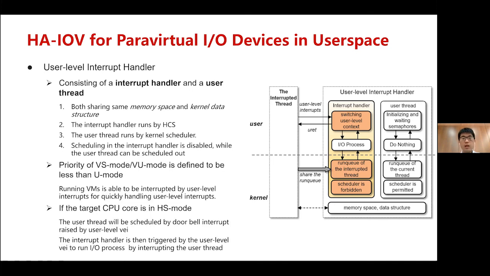However, the CPU core sometimes is not in the U mode, and this may postpone the handling of the user-level interrupts. Thus, for one thing, the priority of VS mode and VU mode is defined to be lower than the priority of U mode. User-level interrupts are able to interrupt the running guest by switching virtualization mode to non-virtualization mode. For another, if the target CPU core is in HS mode, for example, the idle task is running, a doorbell interrupt is raised to schedule user threads. Then the interrupt handler is triggered by the user-level VI to run the IO process by interrupting the user thread.